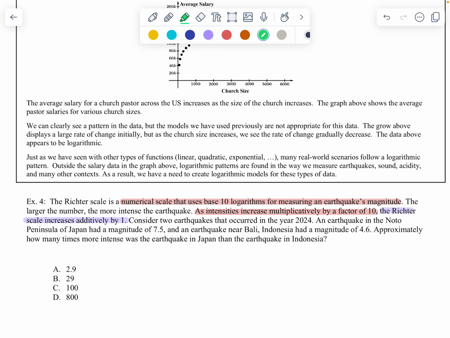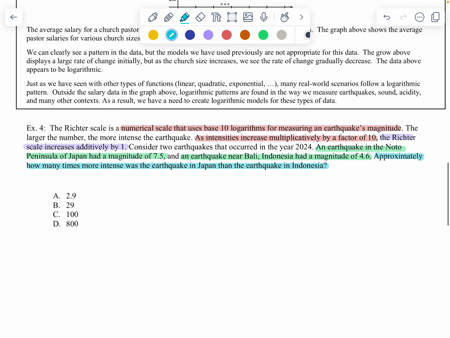Consider 2 earthquakes that occurred in the year 2024. An earthquake in Noto of Japan has a magnitude of 7.5. And an earthquake near Bali, Indonesia, has a magnitude of 4.6. Approximately how many more times intense was the earthquake in Japan than the earthquake in Indonesia? So let's go ahead and take a look.